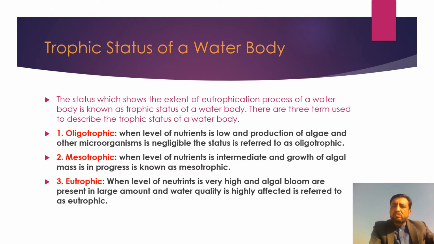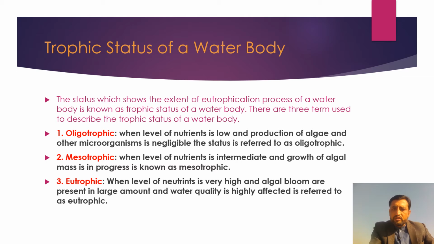Now we are going to discuss the trophic status of a water body. First we define trophic status. The status which shows the extent of the eutrophication process of a water body is known as the trophic status of a water body. There are three terms used to describe the trophic status of a water body. Trophic status is a stage which shows the extent or level of eutrophication, that is, at which level eutrophication is present in a water body.